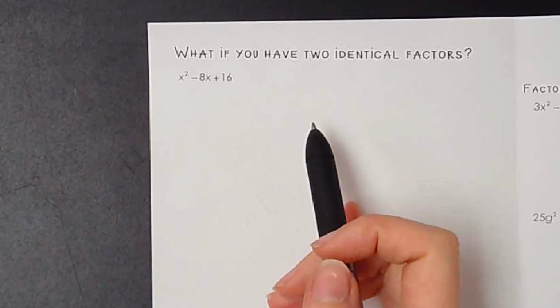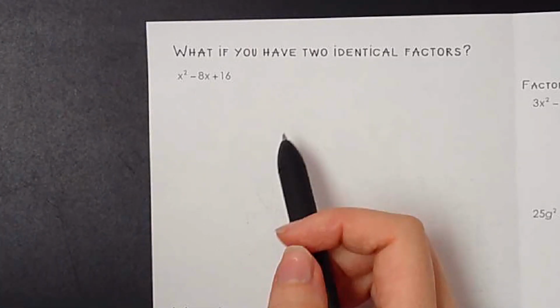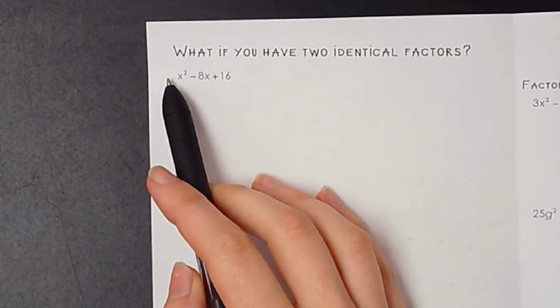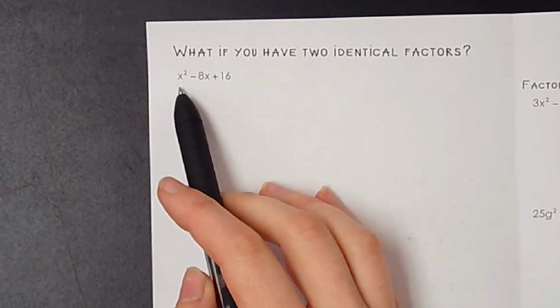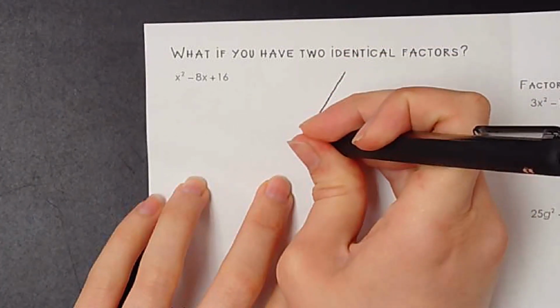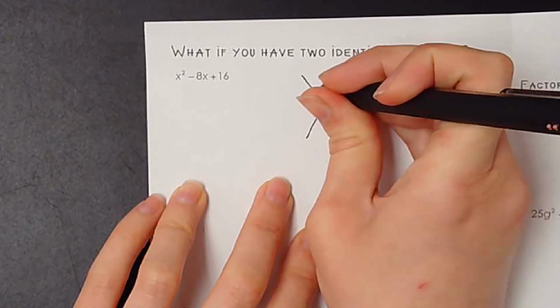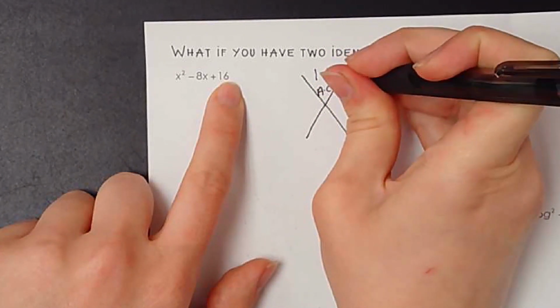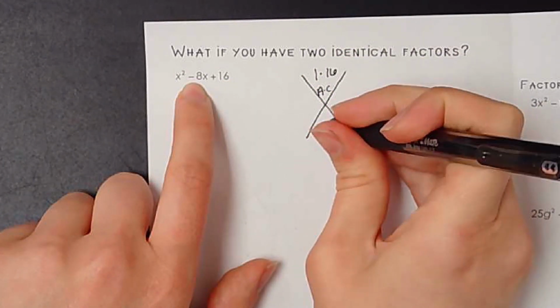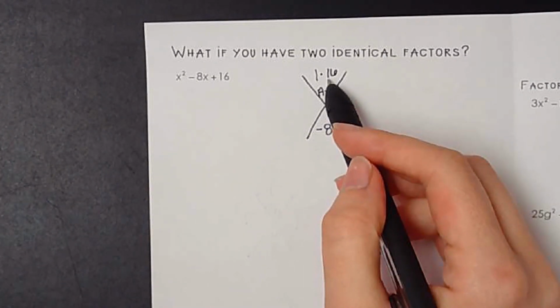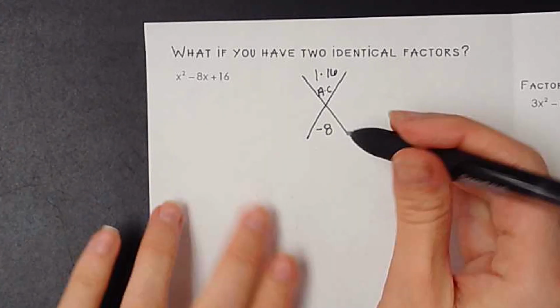Our last two special cases. What if you have two identical factors? So there's nothing weird with the problem we're starting with. I don't have a GCF to factor out, and I have A, B, C visible in my problem. So I'm just going to factor this the same way we always do. A times C would be 1 times 16. B is negative 8. So I need to multiply to 16 and add to negative 8.